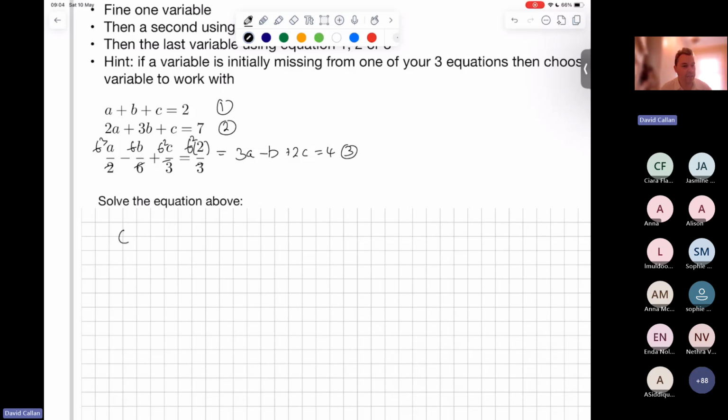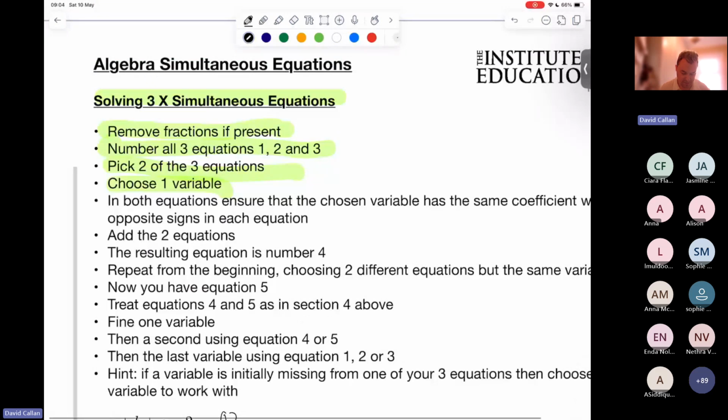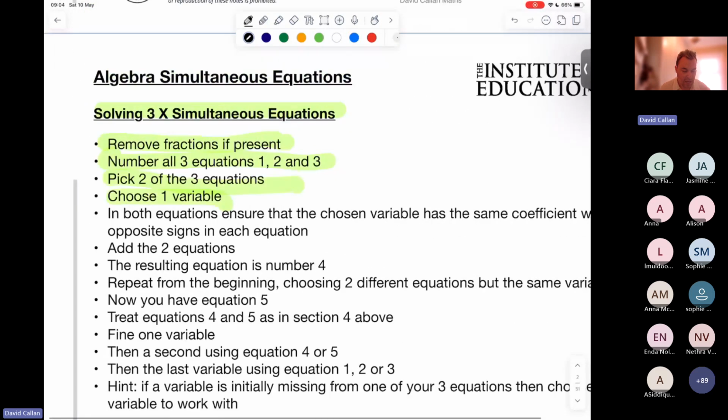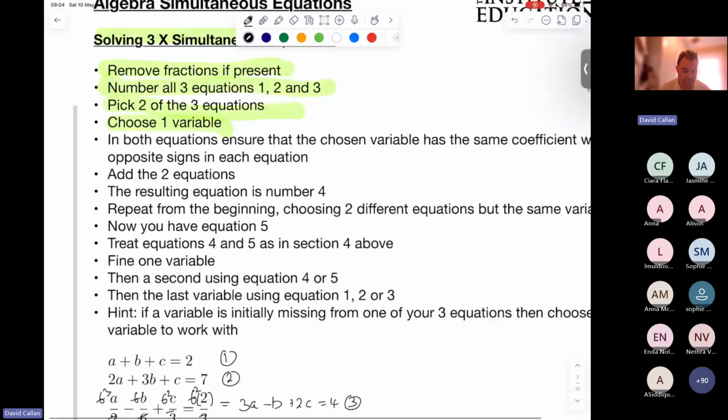So that's me gone through my first few steps there. Remove fractions, tick, number equations. Oh, did I actually number them after my talk? I did, phew. Pick 2 of the 3 equations and choose 1 variable. Right, well, I better pick 2 then. So I'm going to go with, let's see, I'll go 1 and 2. Right, so I'm going to pick equation 1 and equation 2. I haven't written them down yet though.